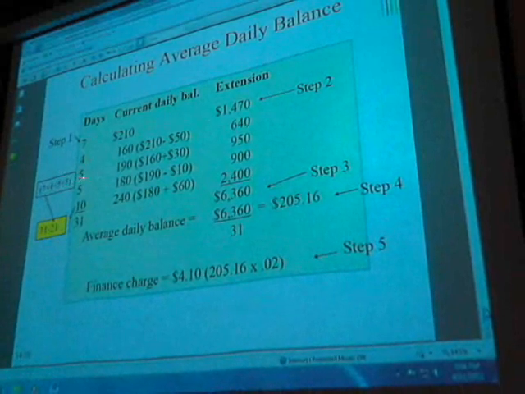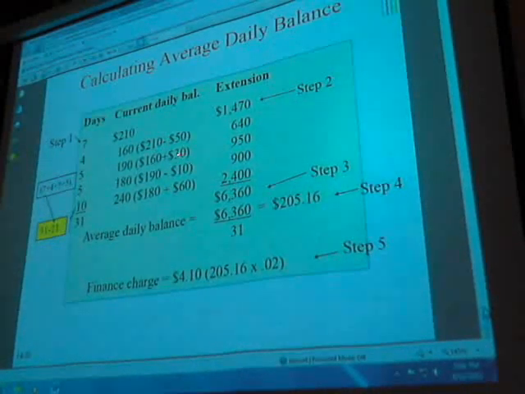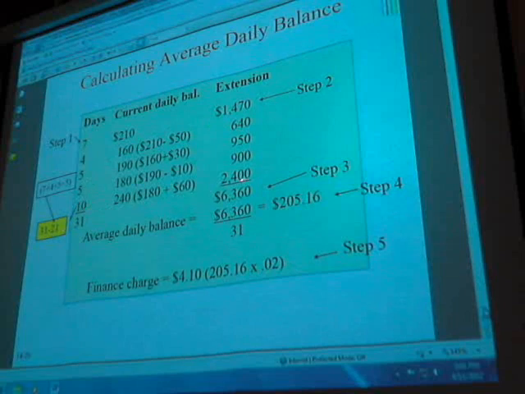The next one, it was 5 more days, and I think we went to Staples, right? It was $30. So we add $30 to the previous balance, which was 160, and then we get 190. 190 times 5 days is $950. Now we do the same thing until we get to the end of the billing cycle.